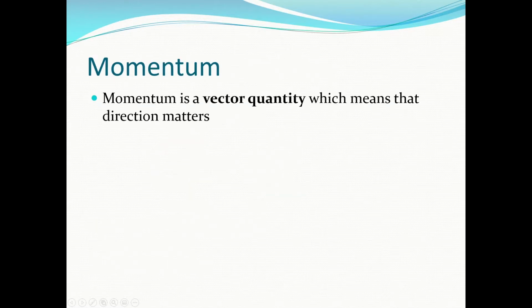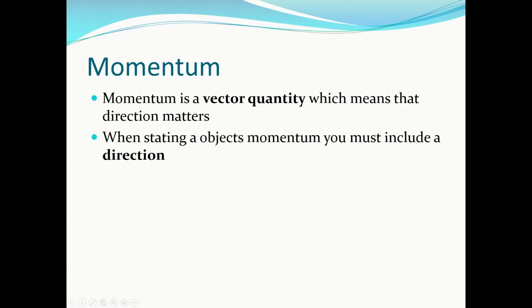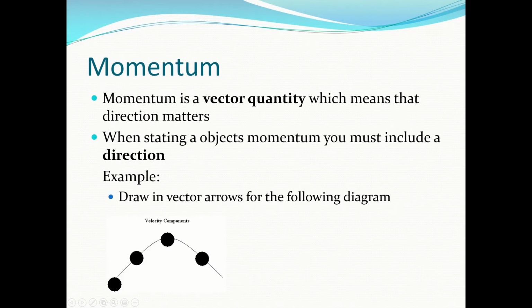Momentum is a vector quantity, which means direction matters. So in stating an object's momentum, you have to include a direction. There are going to be questions on your test where I ask for the momentum, and you just give me a magnitude and no direction, and you get marks taken off. So the direction is really easy to figure out.